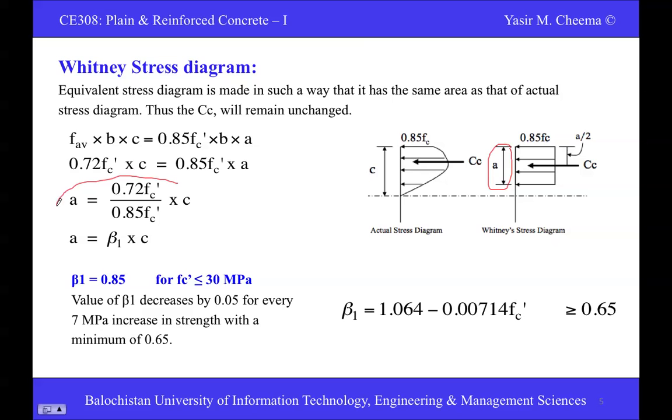So we get a relationship like this in case the f'c prime 28 day compressive strength is less than 30 megapascal. If you remember, this beta value is for the case where f'c prime is less than 30 megapascal. In any other case, you can just take this value a equal to beta 1 times c. Okay. So beta 1 is 0.85 for f'c prime less than 30 megapascal here.